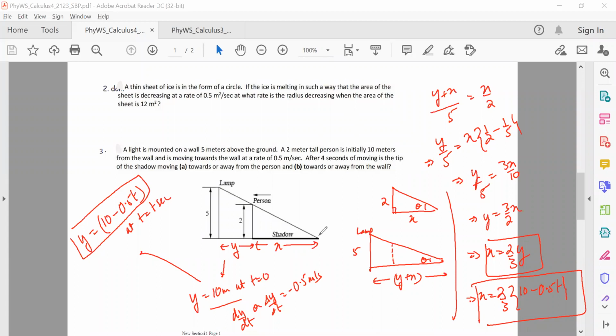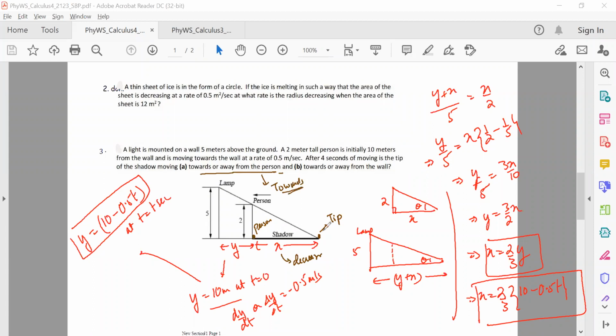That means this point, which is the tip of the shadow, with respect to this point, which is the person's location, the distance between the two is decreasing always, because x is decreasing. Because x is decreasing with respect to time, the tip is always coming closer to the person. So the answer to the first part: the tip of the shadow is moving towards the person. It's not moving away.